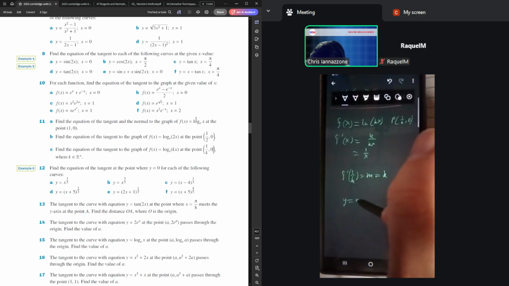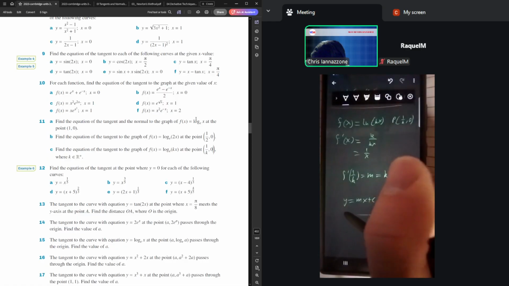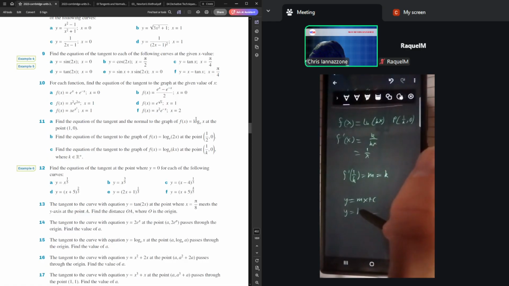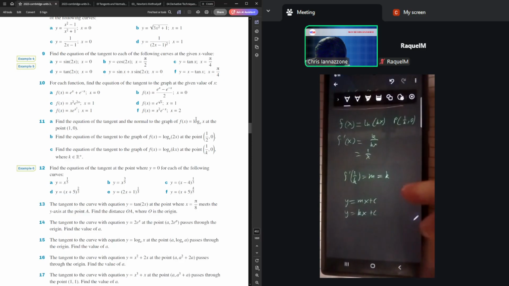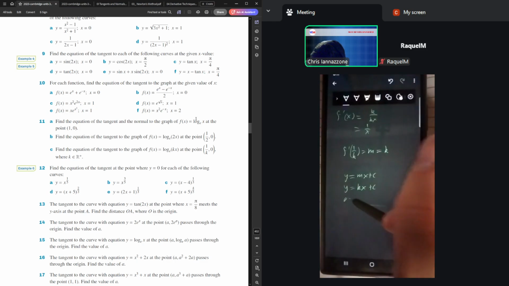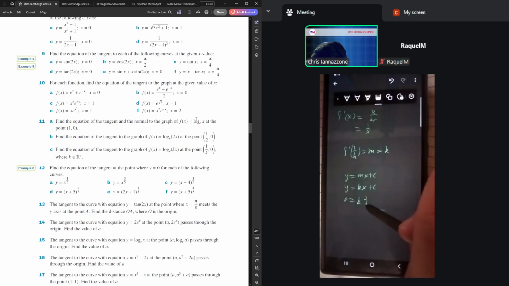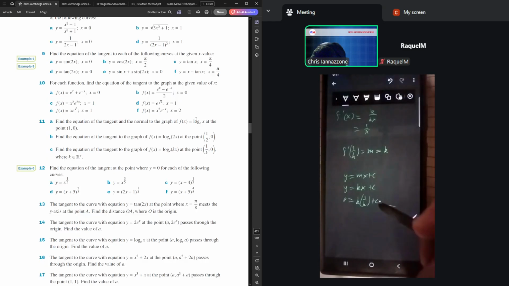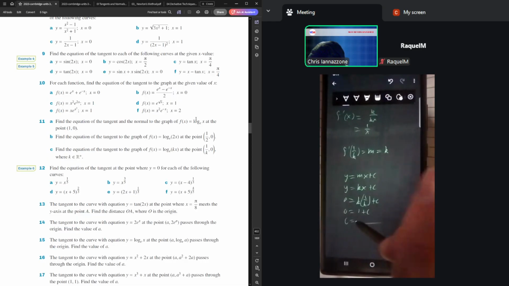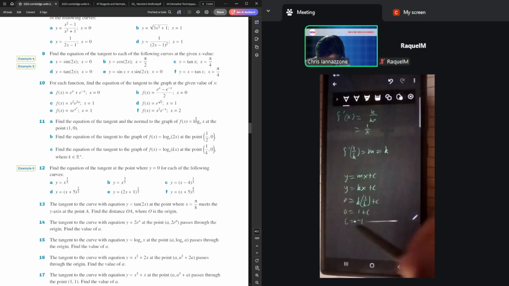So generic y equals mx plus c. Our gradient was k, so this is now going to be kx plus c. And our point is 1 over k comma 0. So 0 equals k times 1 over k plus c. Well, k over k is going to be 1. And therefore c equals negative 1.